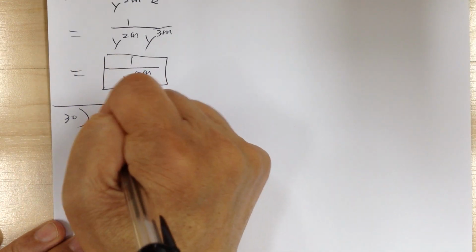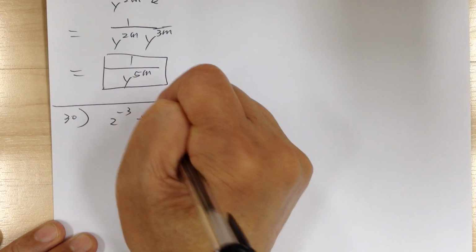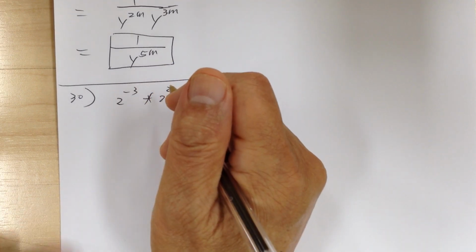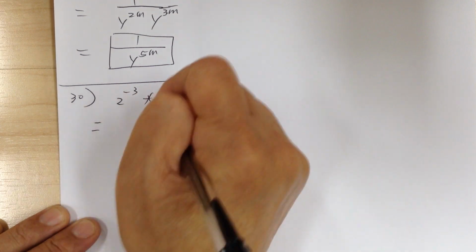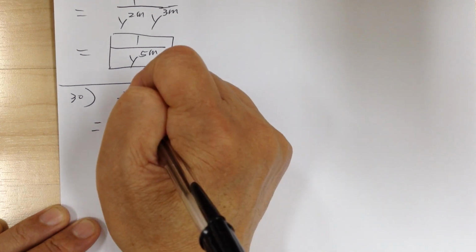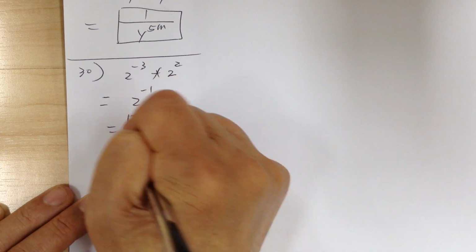Okay, number 30, you got 2 to the negative 3 times 2 to the 2. And so you can apply the product rule. So this becomes 2 to the minus 1 because negative 3 plus 2 gives you negative 1, and you flip it over, and that's it.